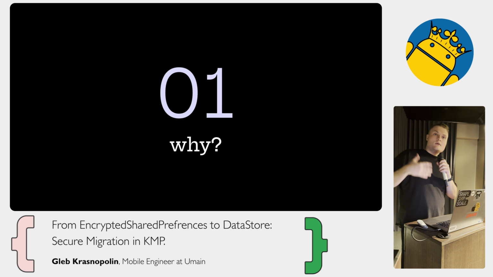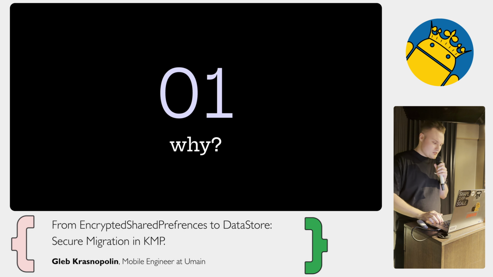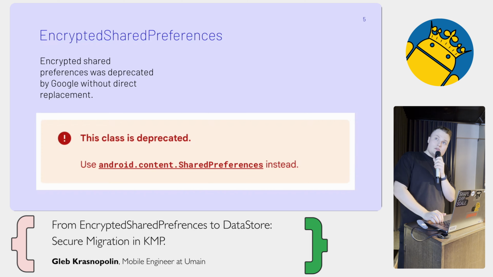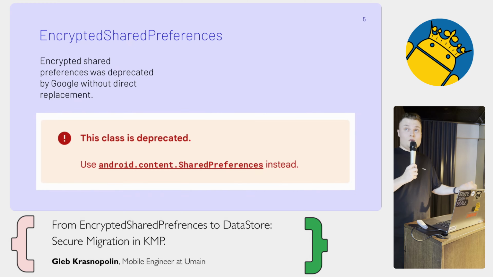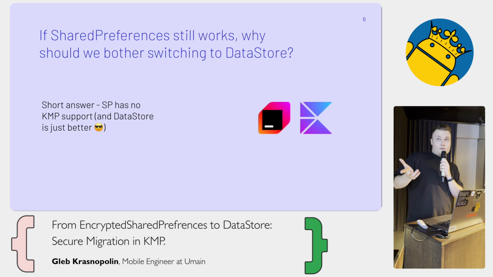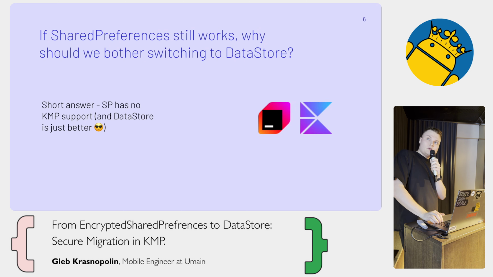First of all, why? Why do we change something that already works? An obvious question, but pretty simple answer. Encrypted shared preferences was deprecated by Google in the beginning of this year, and when you visit the Google page of it, you just see that this class is deprecated, not supported anymore, and Google advises us to use shared preferences instead.